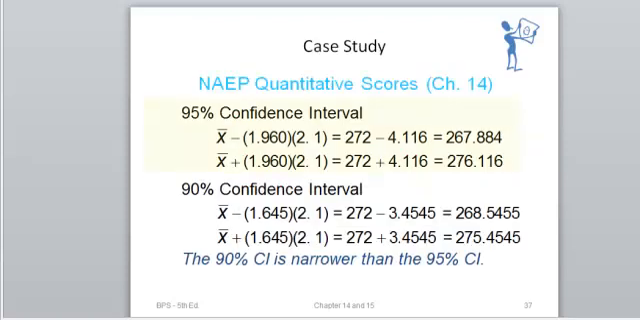So for that problem, we calculated the 95% confidence interval, and here's a look at the calculation for the 90% confidence interval. As you can see, the 90% confidence interval is narrower than the 95%, as we had predicted earlier.